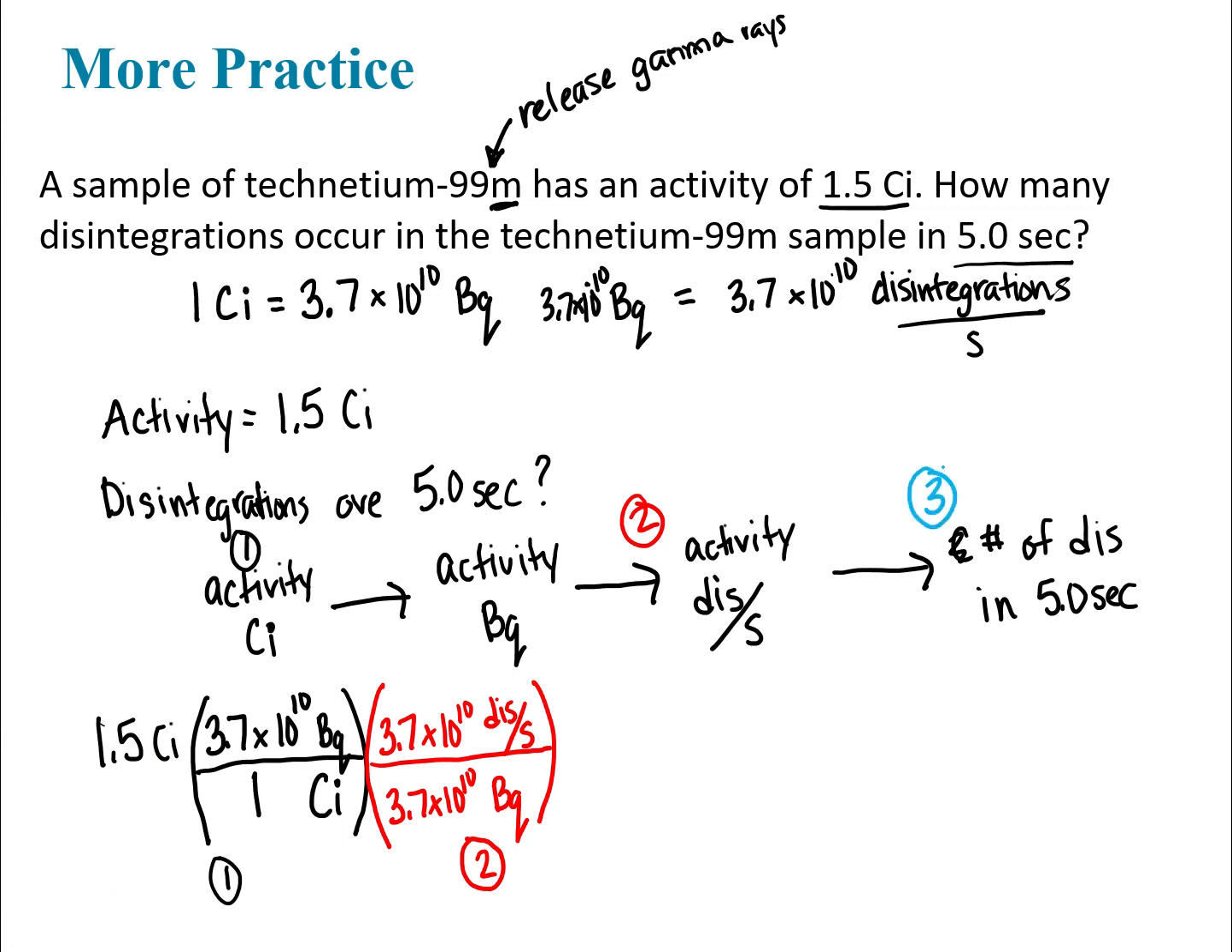Now that we have our activity in disintegrations per second, we can take that and multiply by 5 seconds. So if we go through and cancel everything, we get rid of the curies, we get rid of the becquerels, and then we get rid of those seconds. And we're just left with the number of disintegrations.